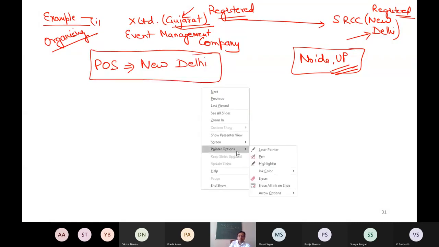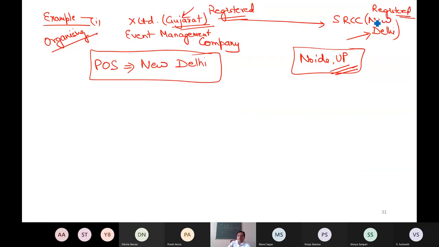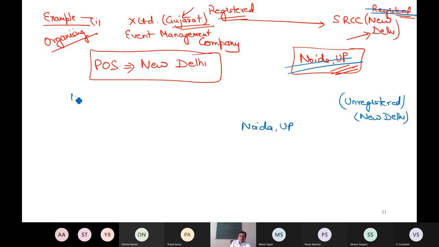Now, in the same case, the event is not being organized in Noida. SRCC, for example, is not registered. For example, the institution is unregistered. The event is in New Delhi, location is in New Delhi, unregistered. But the event is being organized, let us assume, in Noida, UP itself. Supplier is the same. Then what is the place of supply? Since the recipient is unregistered, the place of supply will not be the location of the recipient. The place of supply will be the place where the event is being held. UP becomes the place of supply.